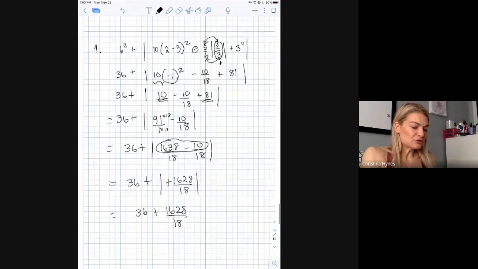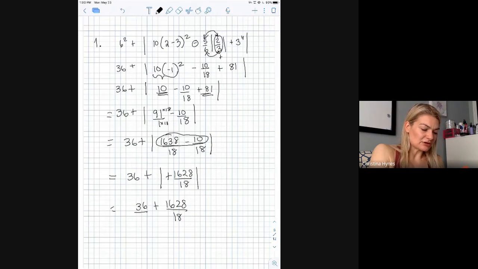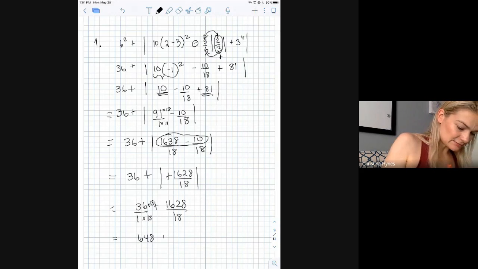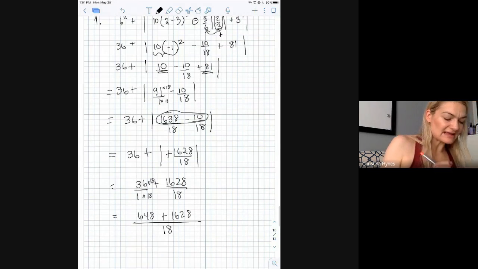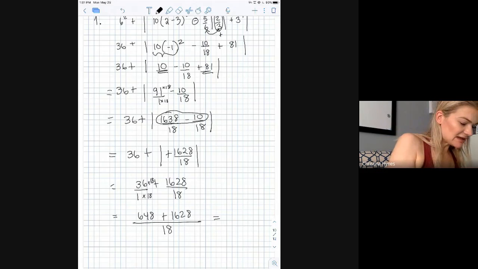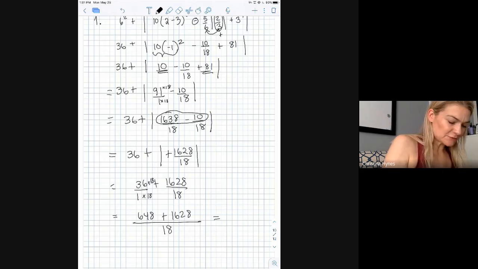Our last step in this question is, again, to get common denominators. So we're going to have to multiply the bottom by 18 and the top by 18 so that we can add the two fractions together. 36 times 18 is 648, and it's over a common denominator of 18. So we can write it as one common denominator. And finally, you just have to add those two numbers together. 648 plus 1628 gives you 2276 over 18.